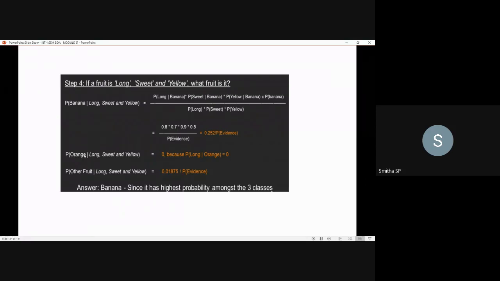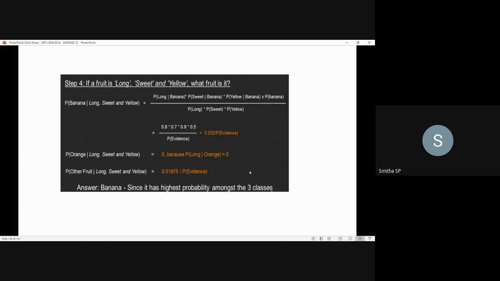Similarly, for the other fruit, orange, they have computed the probability and obtained a value. And for the other fruits, apart from banana and orange, if they calculate the probability, you will get a value of 0.01875. So these are the probabilities you have obtained.